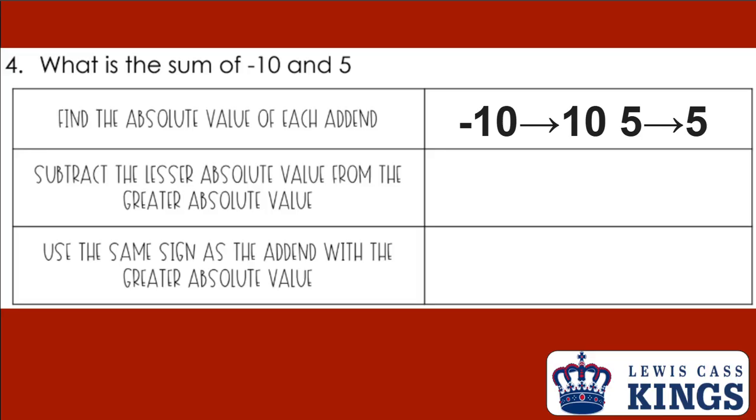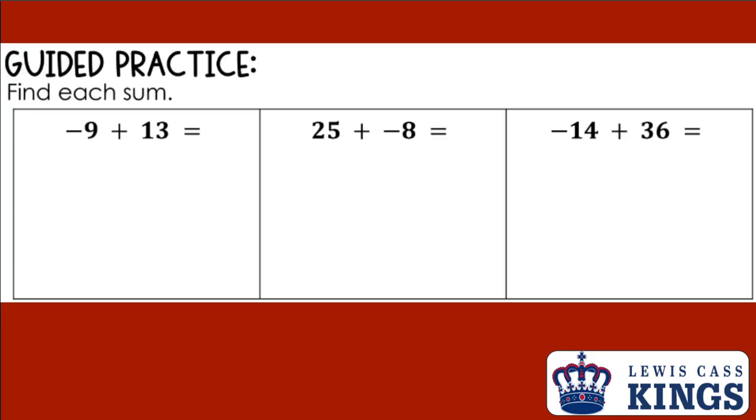Okay, now we need to subtract the lesser absolute value from the greater absolute value. So 5 is the lesser of our absolute values, so we want to do 10 minus 5. And then the last thing we need to do is use the same sign as the addend with the greater absolute value. So if we look at -10 and 5, -10 had the greater absolute value, so we're going to use its sign, which is negative. So our answer is going to be -5.